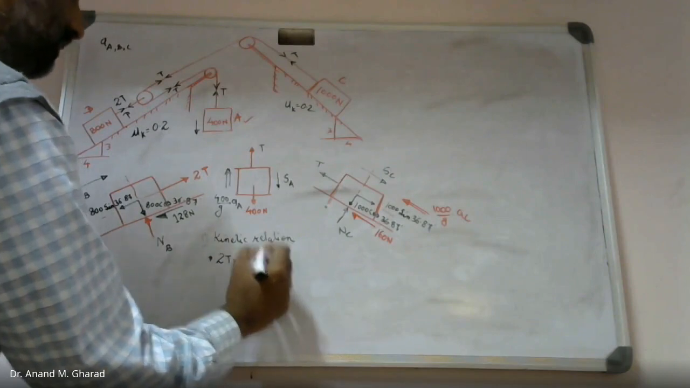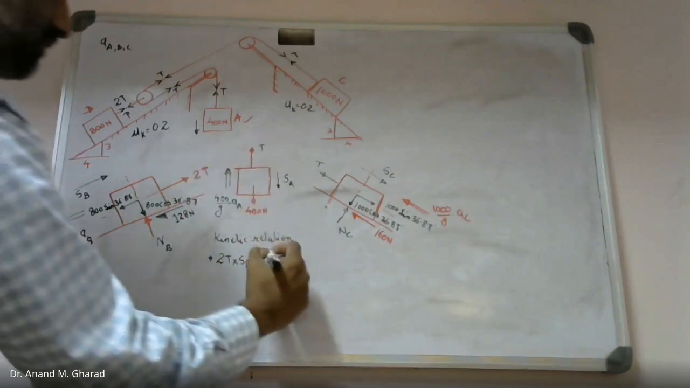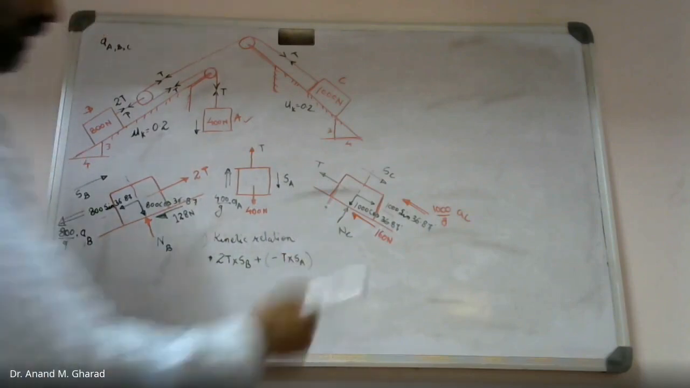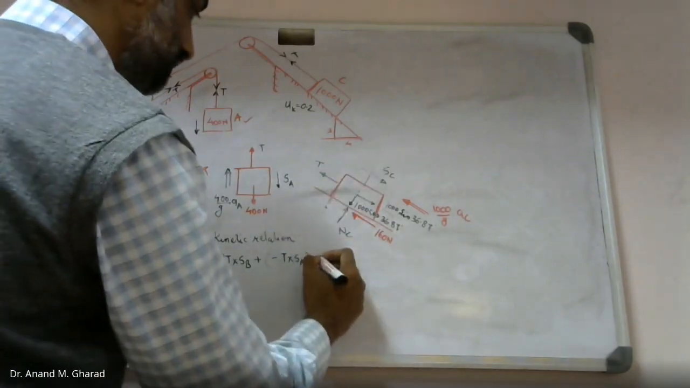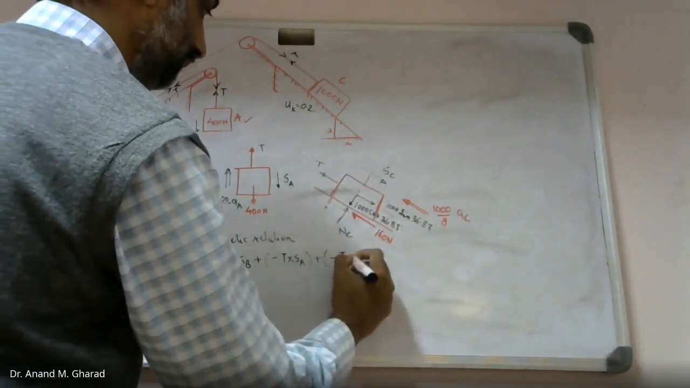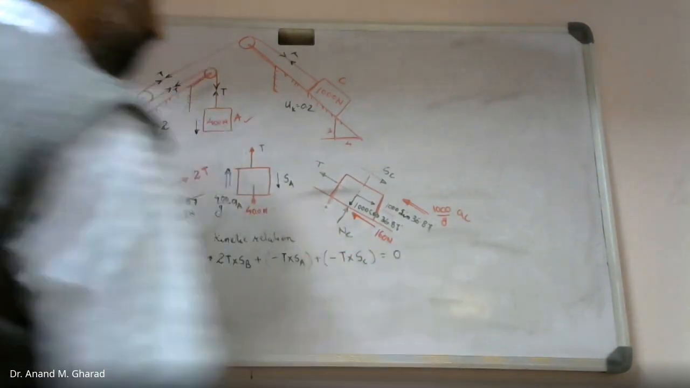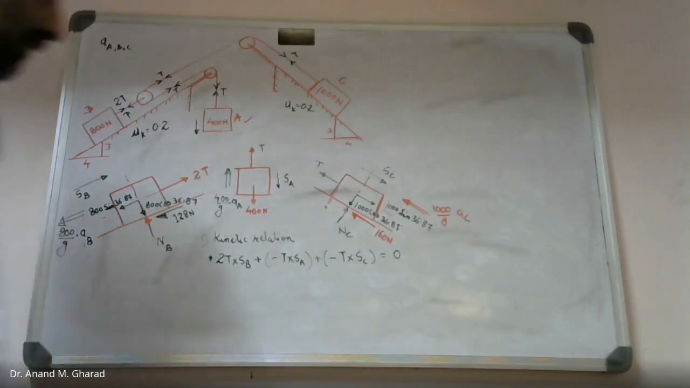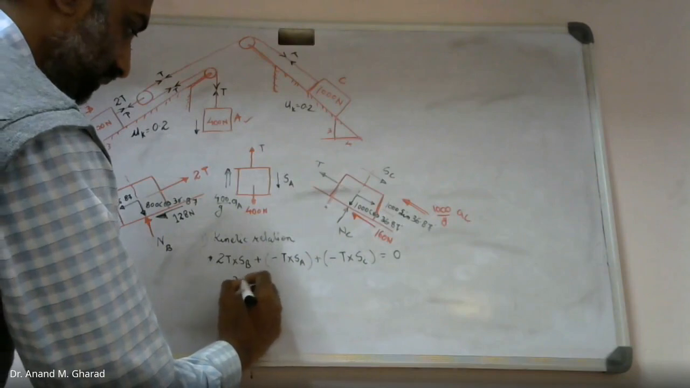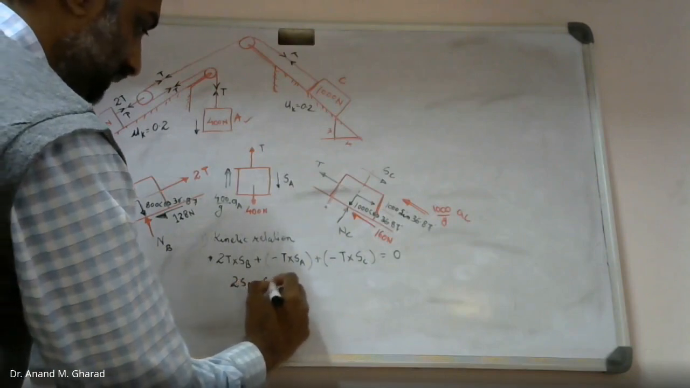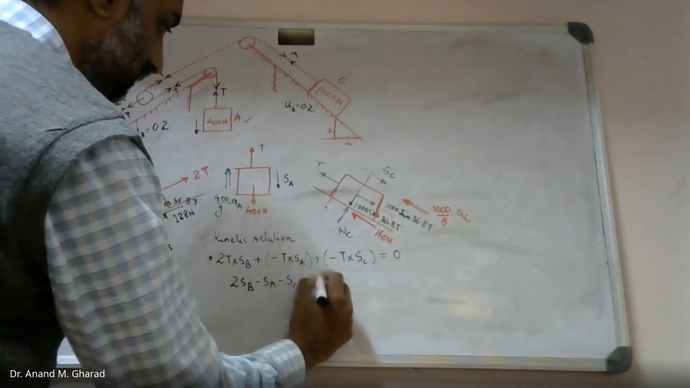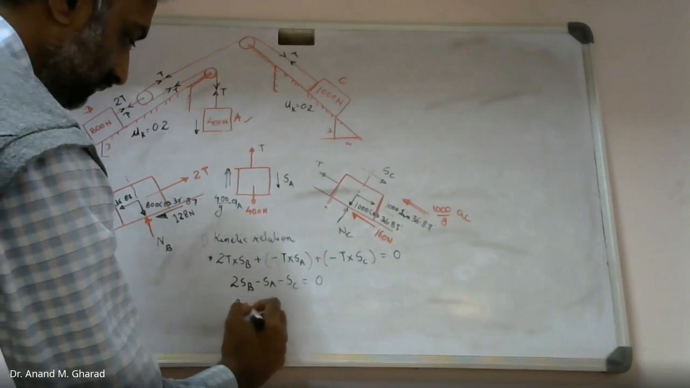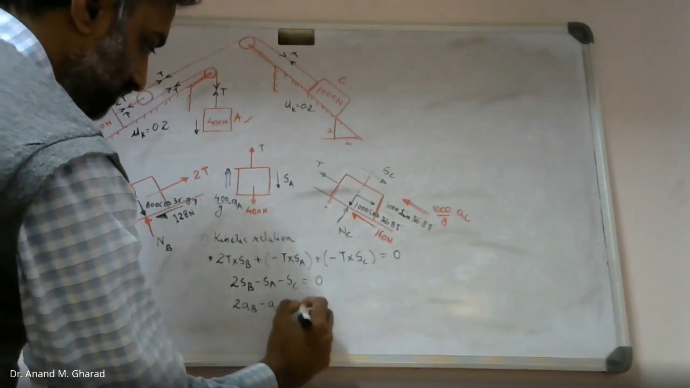Then plus T into SA. This is negative work done, because both are in opposite directions. And similarly, T into S suffix C. This is again negative, equal to 0. So there are three terms, as you can see from this equation, and the relationship shall be 2 times SB minus SA minus SC equal to 0, and in other terms, 2 times AB minus AA minus AC equal to 0.